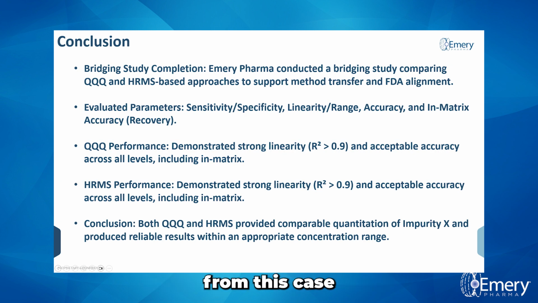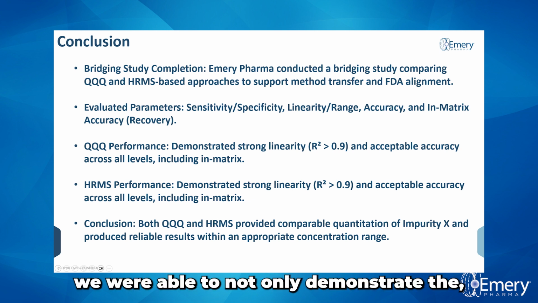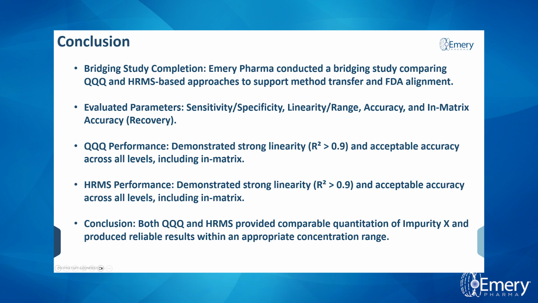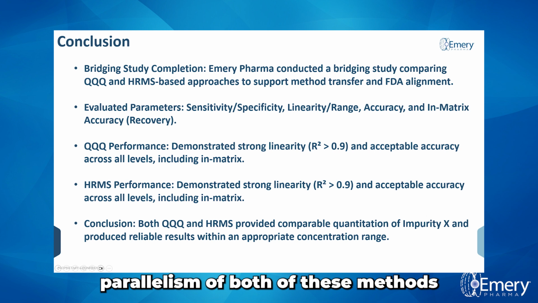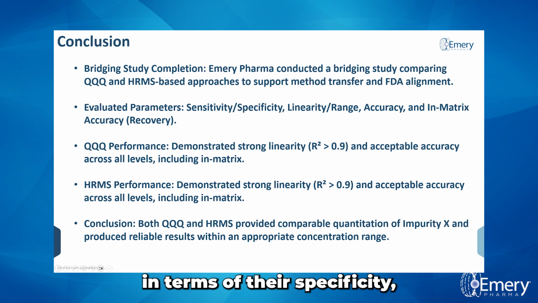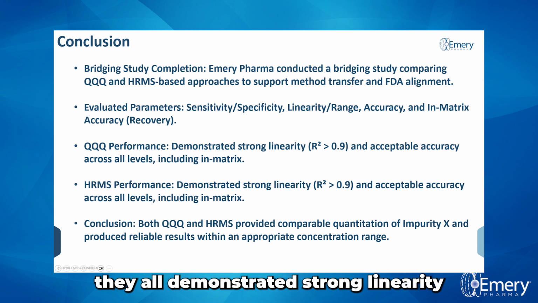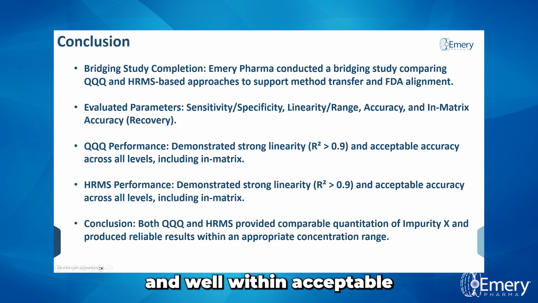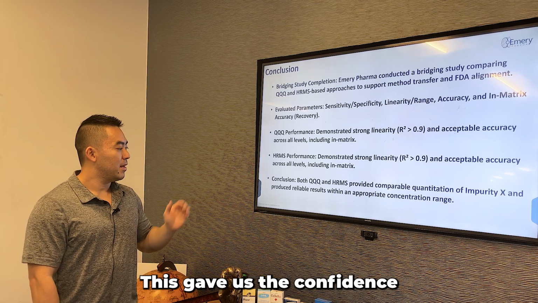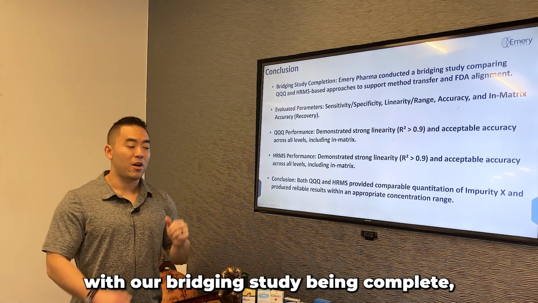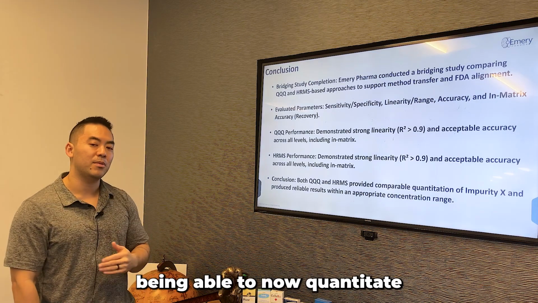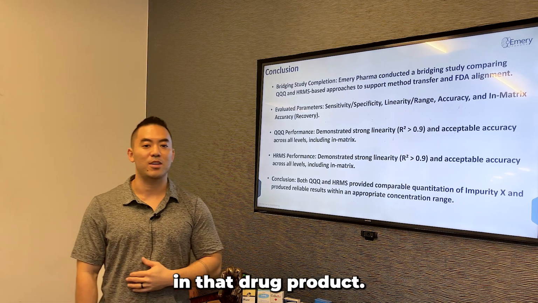So the big takeaway from this case study is that we were able to not only demonstrate the side-by-side parallelism of both of these methods in terms of their specificity, selectivity, linearity and range, accuracy, as well as their in-matrix accuracy, we were also able to demonstrate that they all showed strong linearity and accuracy well within the acceptance criteria for both methods. This gave us the confidence to move forward with our bridging study being complete, being able to now quantitate this impurity in that drug product.